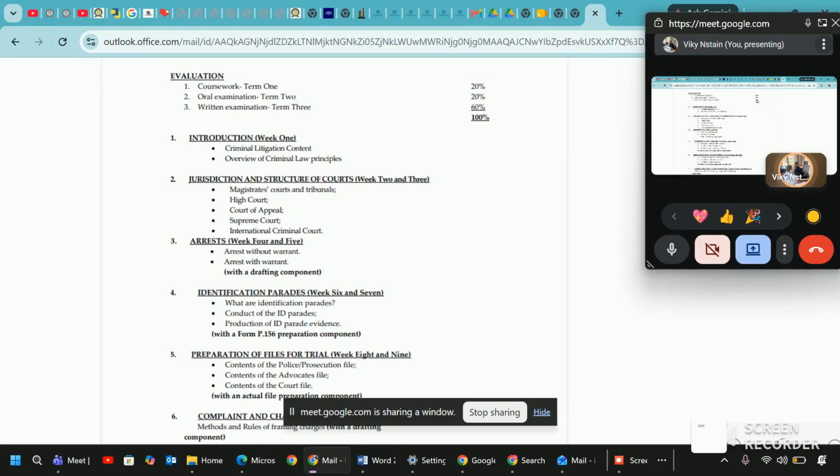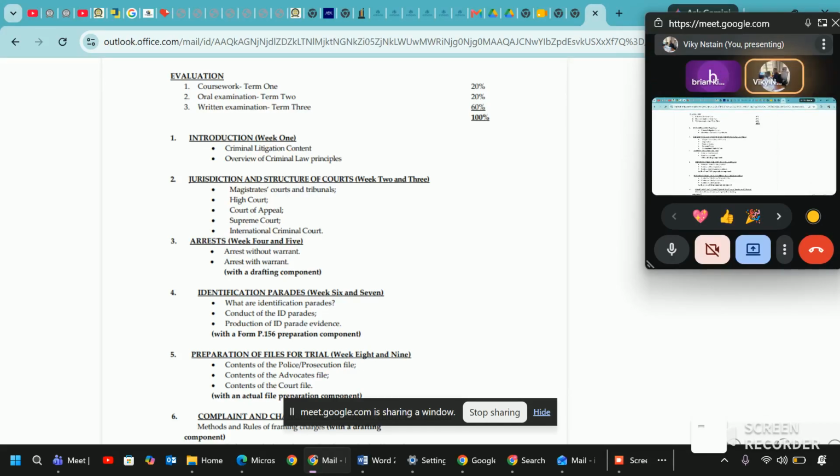Let me convert what I have to PDF. It is criminal litigation. So I'm converting the criminal litigation cause outline from PDF to Word. So PDF to Word converter.